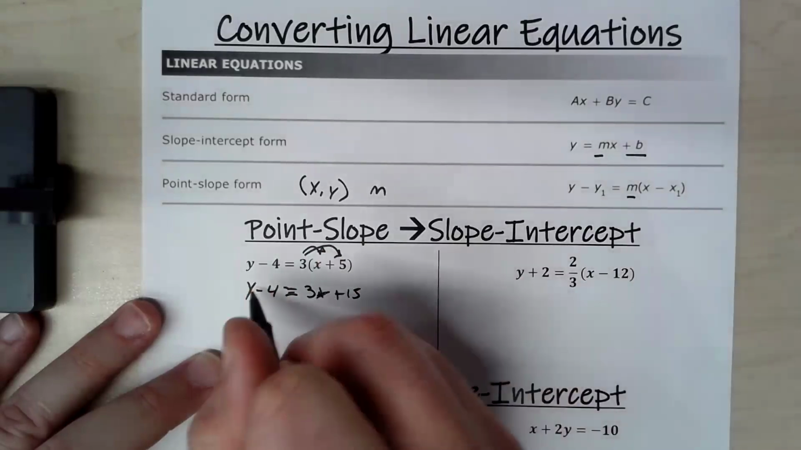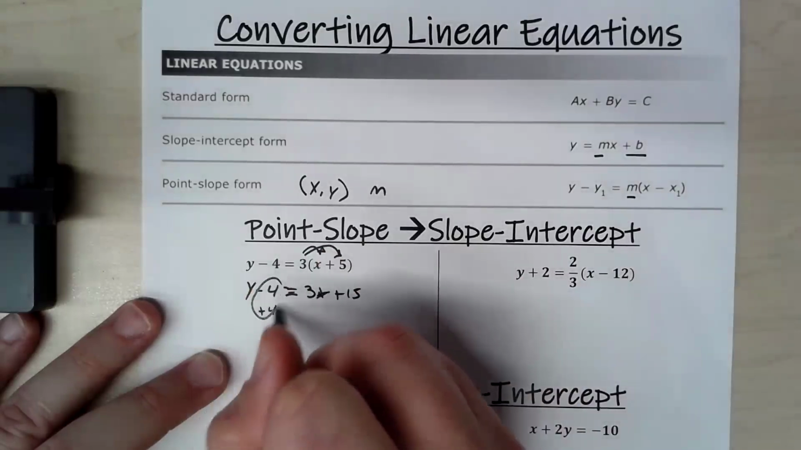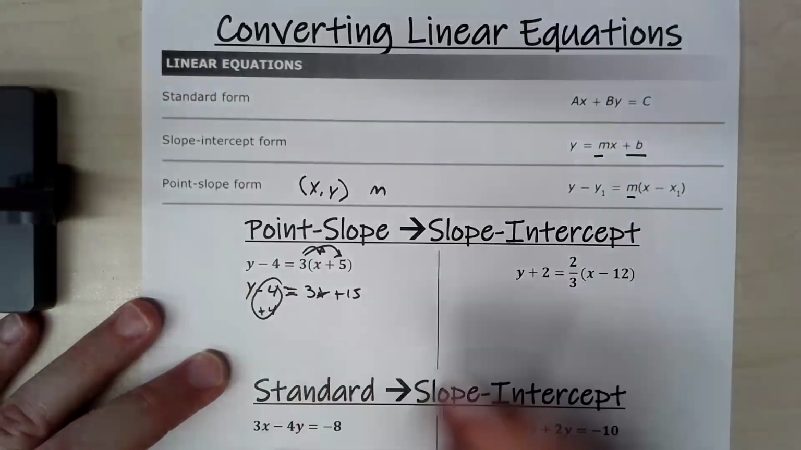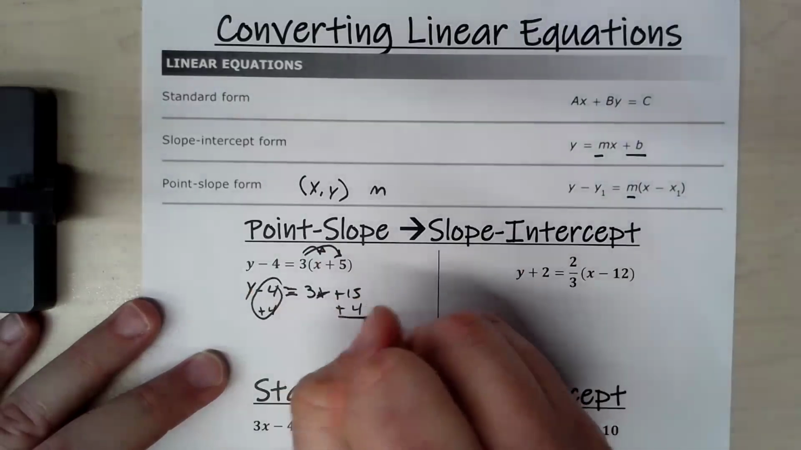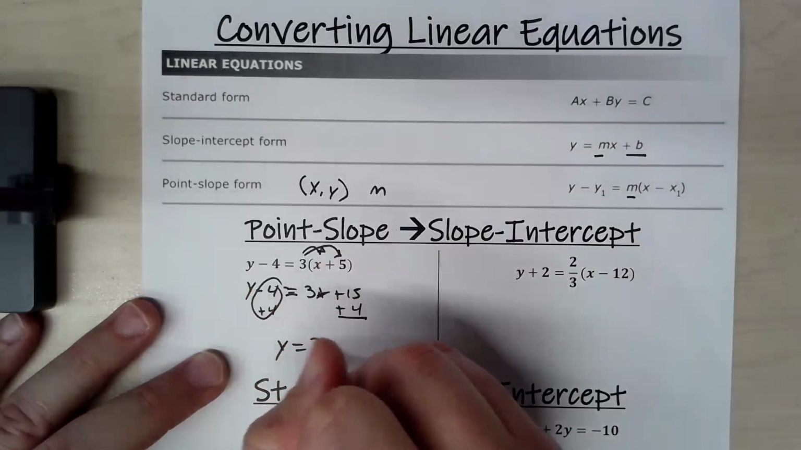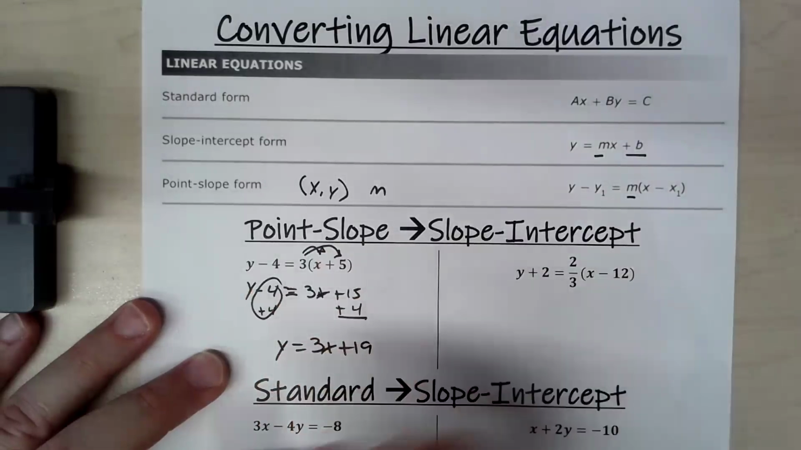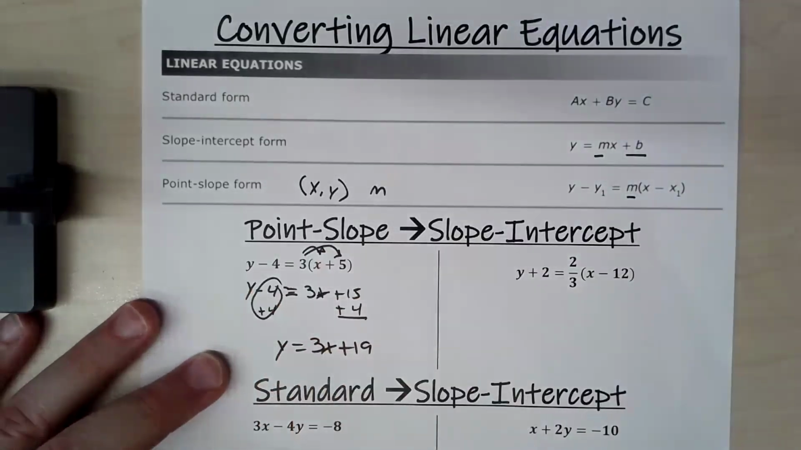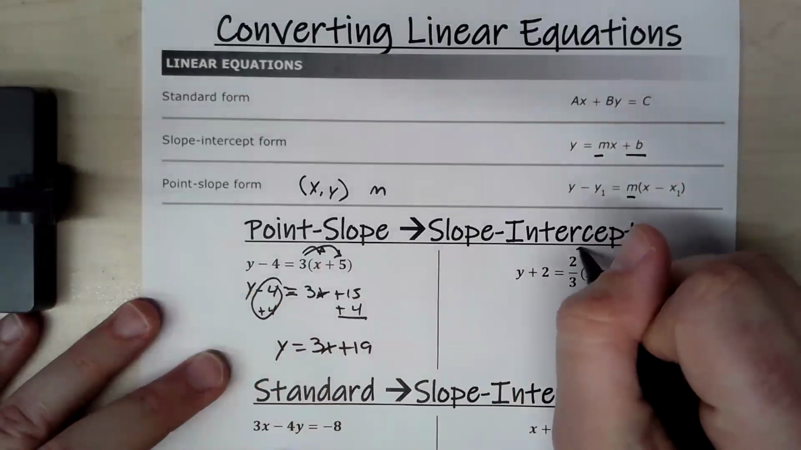So now to isolate y, I've got to add 4, right? Well, I don't add 4 to x. I've got to add 4 to my other constant. So y equals 3x plus 19. Well, that was pretty easy. So again, I distribute.